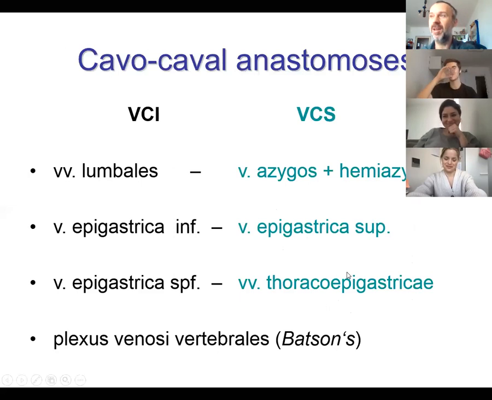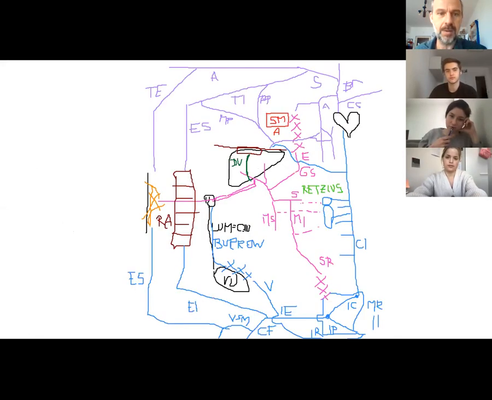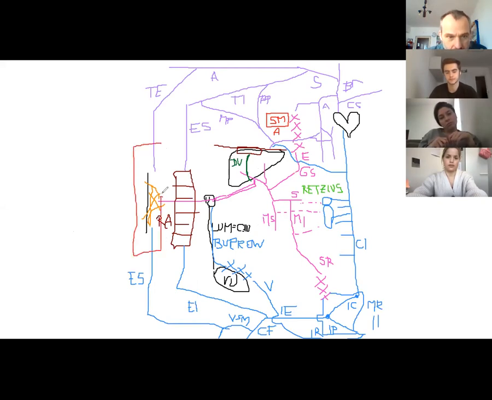So now caval anastomosis. In case we have thrombosis in either superior or inferior vena cava, you just go back to this. I know you are tired but we have to just finish it. Okay, so can we use this for cavo-caval anastomosis? Easily, as you can see that one cavo-caval anastomosis is here.